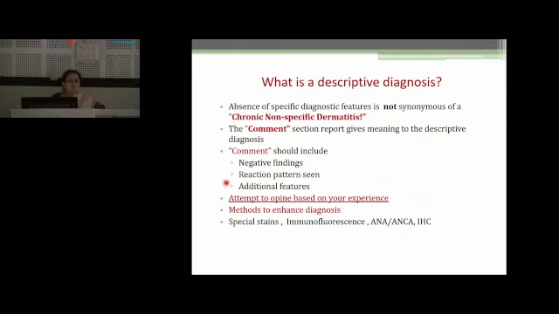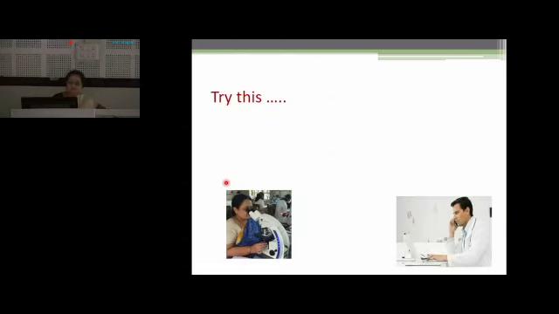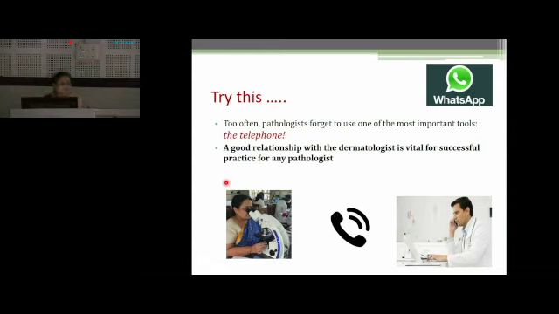And most often, we forget to use one more important tool, and that is telephone or WhatsApp. So if we are not convinced about clinical diagnosis or we have some doubt, we can directly call our dermat friends. And remember that a good relationship with dermatologist is vital for successful practice for any pathologist. And it really makes a lot of difference.